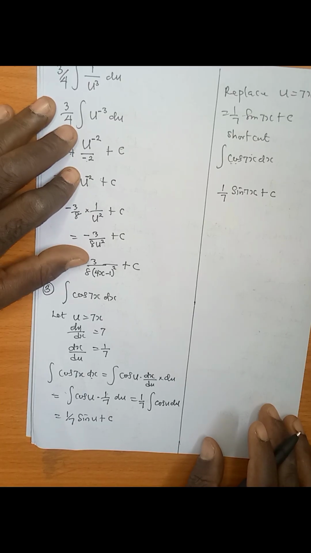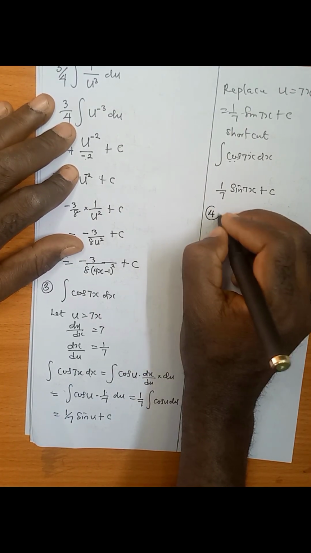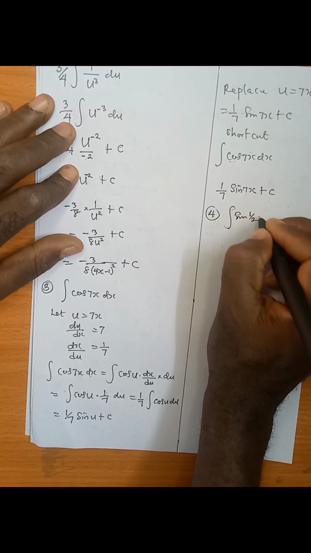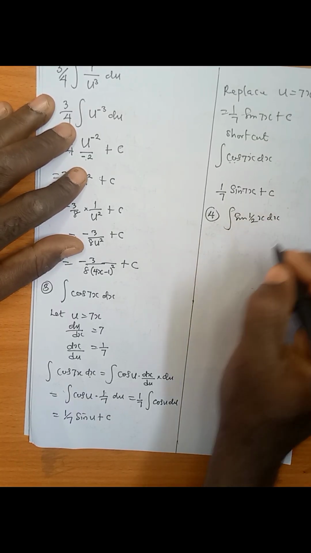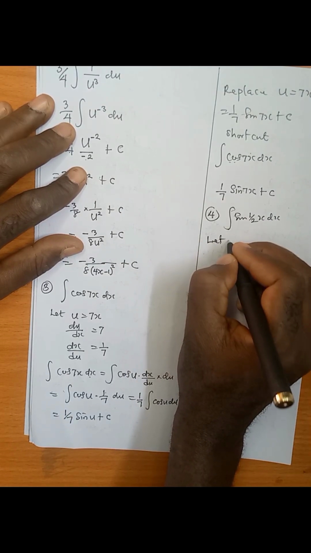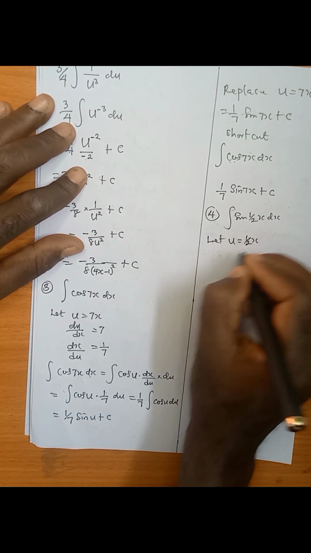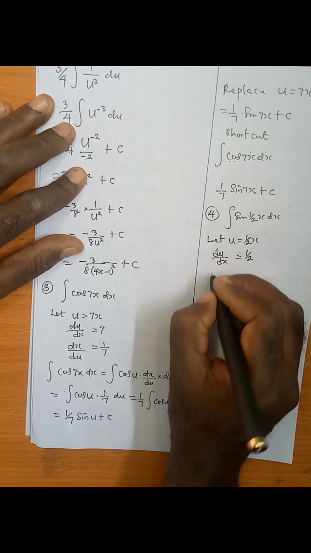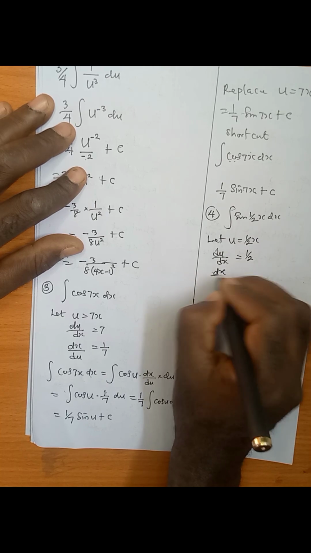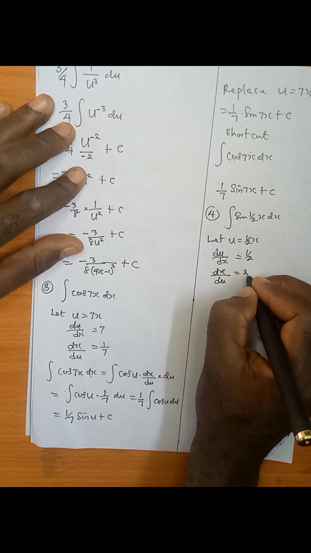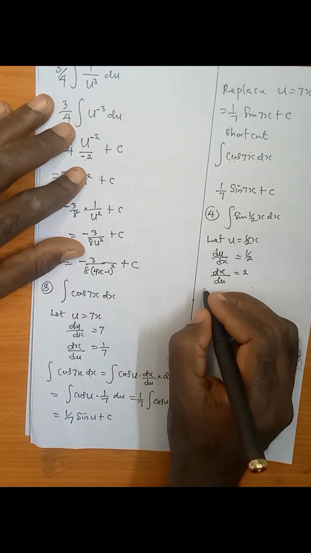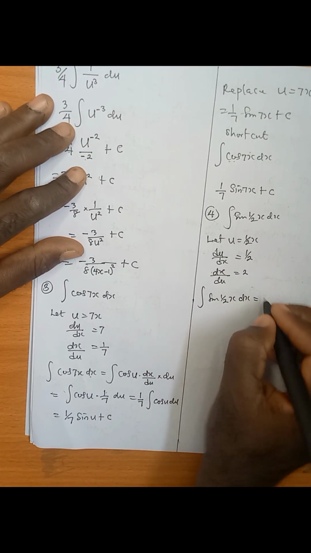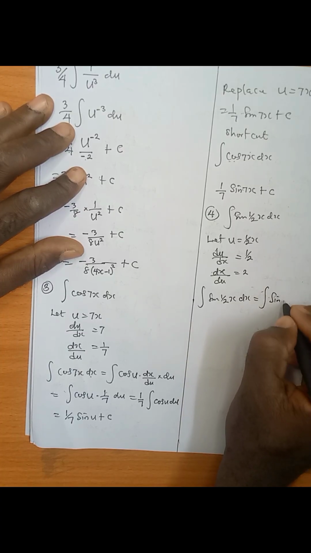Then let us take another example here. Number 4, we have the integral of sine 1 over 2x dx. We say let u be equal to 1 over 2x. Then when we differentiate u with respect to x, it's going to be 1 over 2. Then when we turn it upside down, we have dx over du, it's going to be 2 over 1, which is 2. Then the integral sine 1 over 2x dx will become sine u.